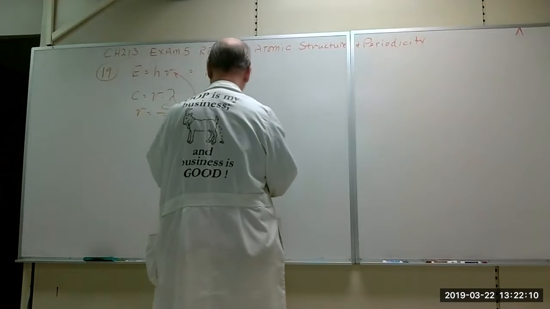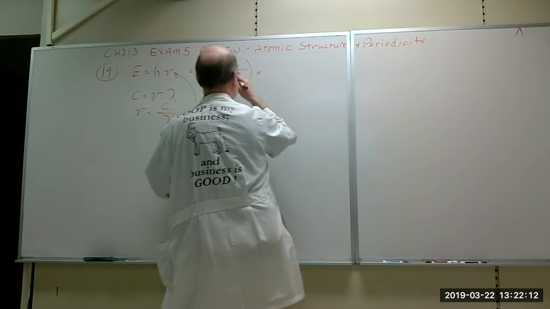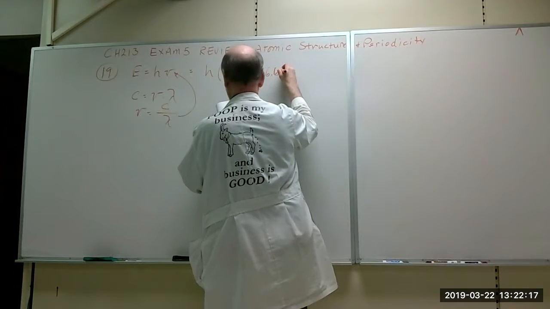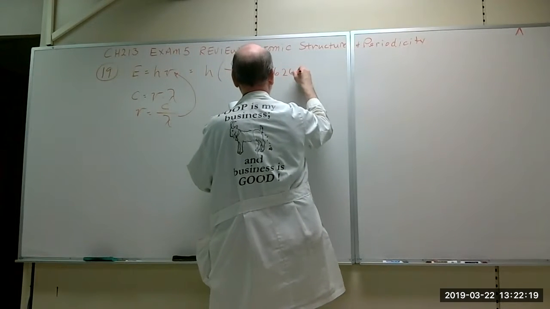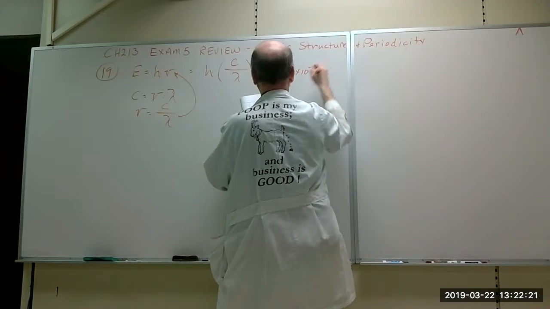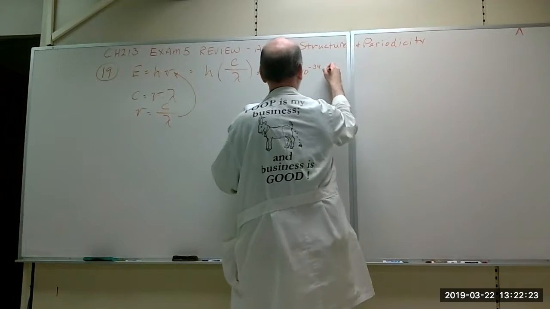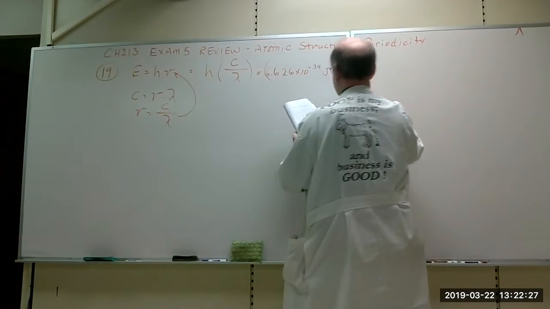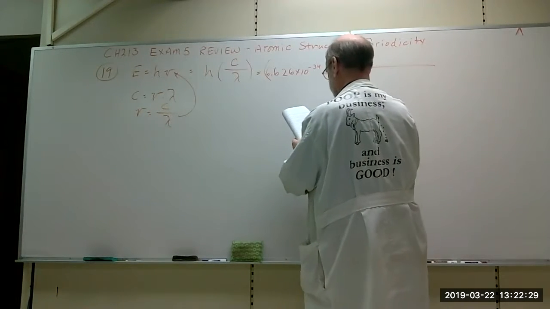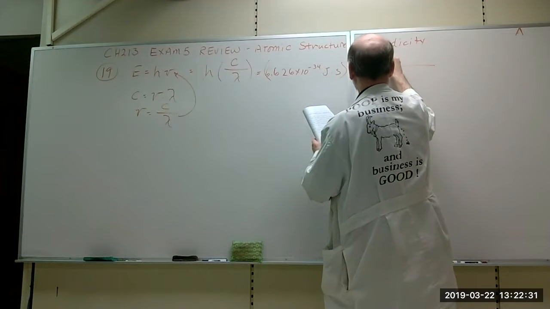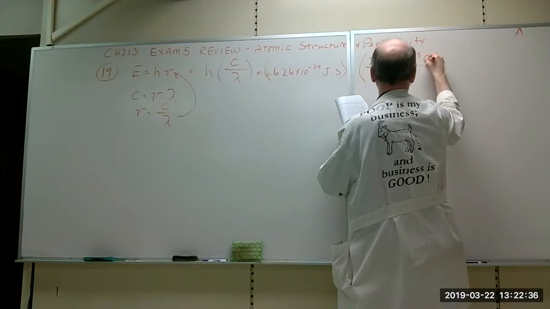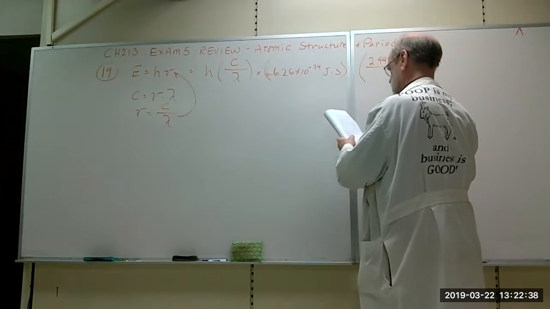Here we go. So then energy equals Planck's constant, which is 6.626 times 10 to the minus 34 joule seconds. And then this term has speed of light, 2.9979 times 10 to the 8 meters per second.